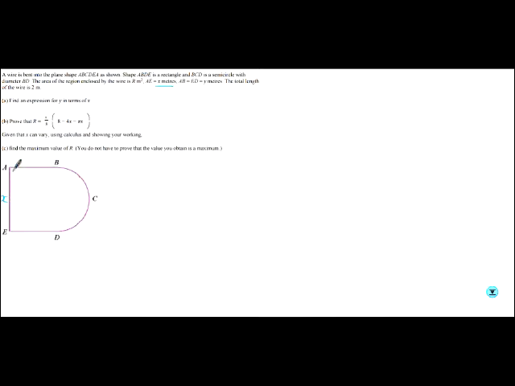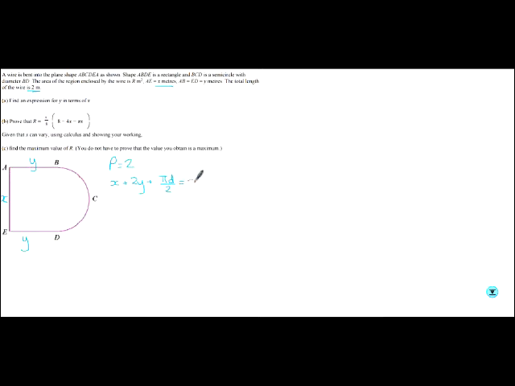I'm also told that this line here, A to B and E to D, are the same and they're both equal to y. Another bit of important information here is that the perimeter, the total length, is 2. Because I know the perimeter is 2, let's pop that down. And that means that x plus 2y plus this arc length of BCD, which is just half a circle, so I know that that is going to be pi d halved, the circumference halved.